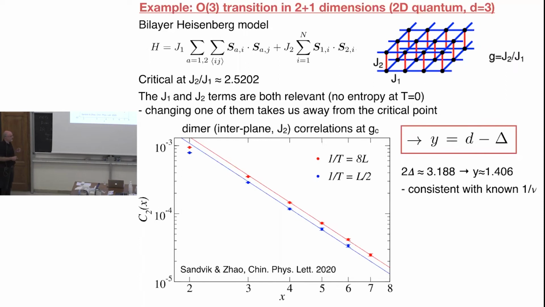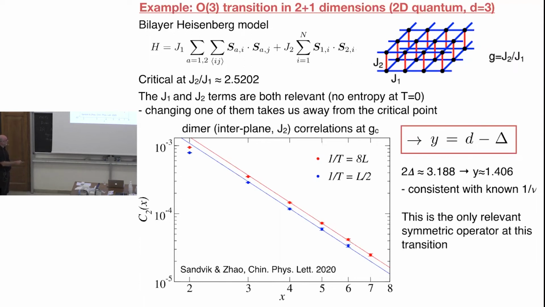And instead, people extract the exponent 1 over nu using these Binder cumulant crossings that I talked to you about before. But this turns out to be completely consistent with the known value from classical 3D Heisenberg simulations, or the conformal bootstrap, which of course gives the state of the art result now. So you can look at, for example, the paper by two of the people here, and you will see that it's very consistent.